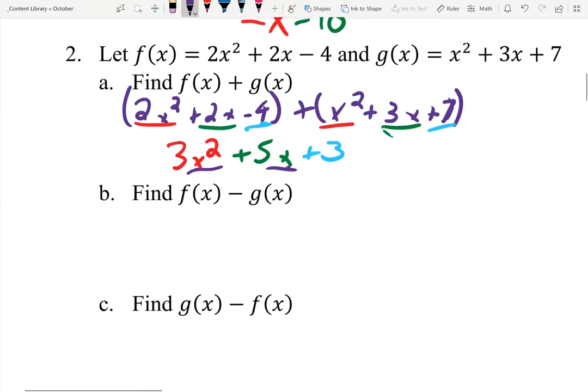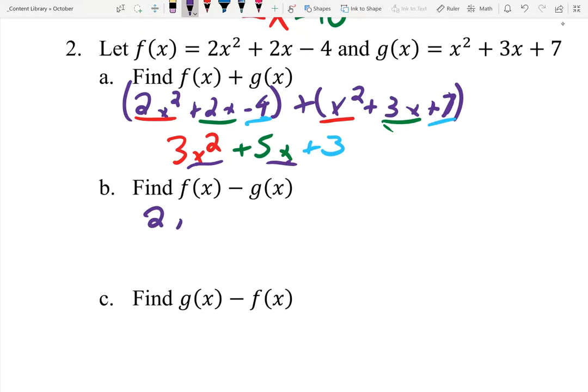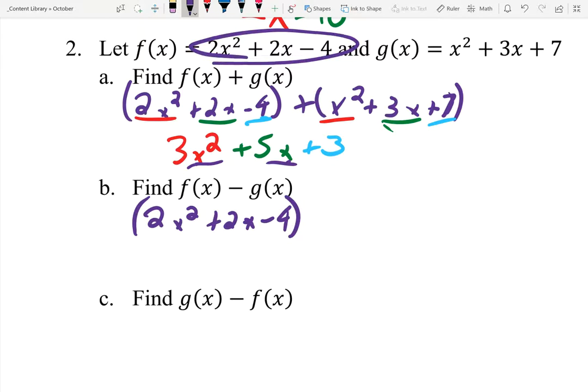So now we'll do b, we'll subtract them. So f of x, we have 2x squared plus 2x minus 4. That's f of x again. Remember, it's right up here. And then we're subtracting g of x. So minus g of x, which is x squared plus 3x plus 7.